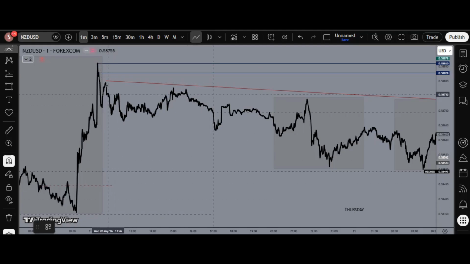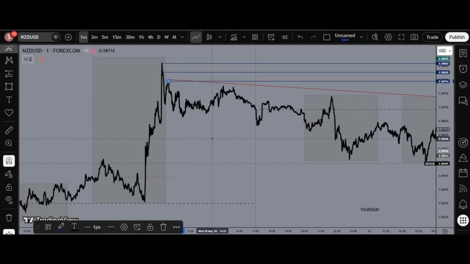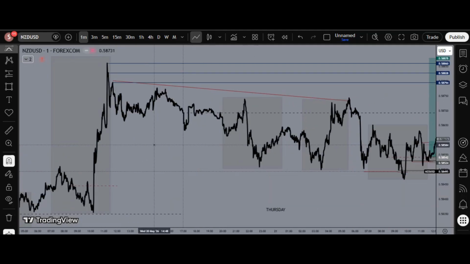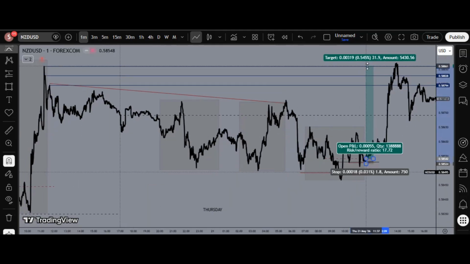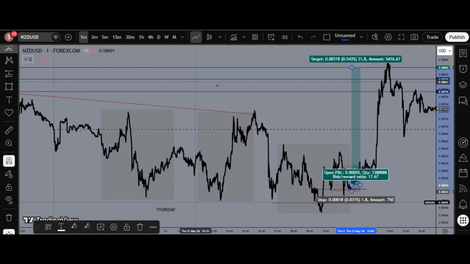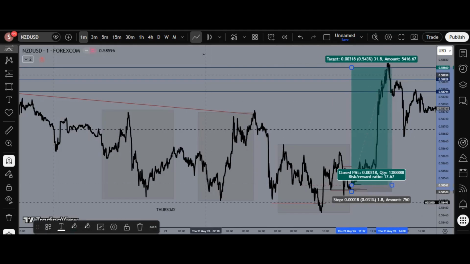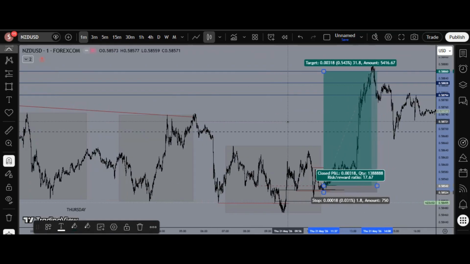Even here, those are the real ones. Those are the places that you place your target. Okay, so you place it on those. Don't place on that wick. So this is 1 to 17 risk reward.